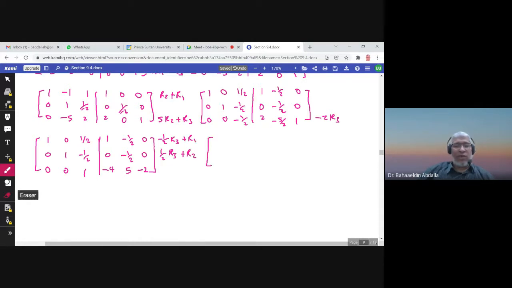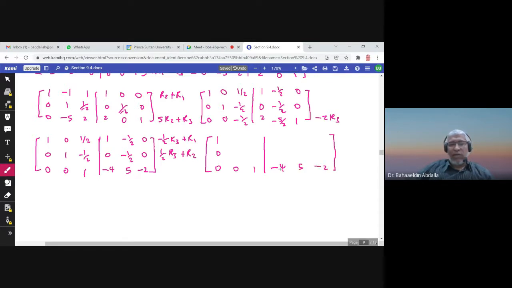And this is the final step now. I will have the identity matrix here instead of A. So I will have 1, 0, 0, 0, 1, 0. Let me write row 3 first.